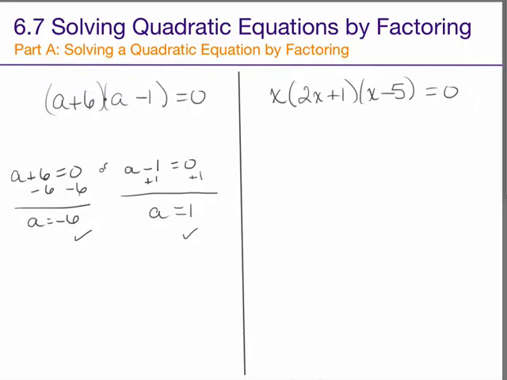Is that what you got if you used a shortcut? If your linear factors are very simple like this, you can just look at them and say, whatever the opposite of this number is, whatever the opposite of this number is, those will be my two solutions. The opposite of 6 is negative 6. The opposite of negative 1 is positive 1.